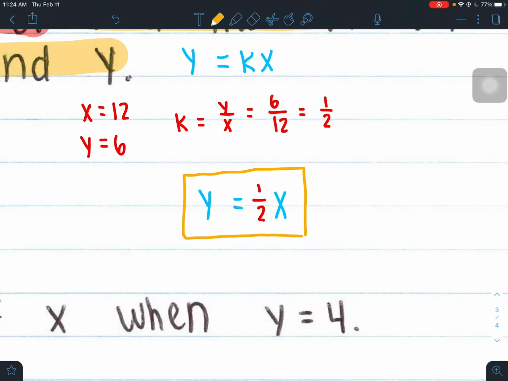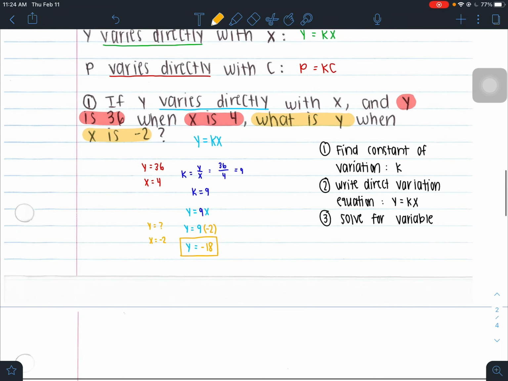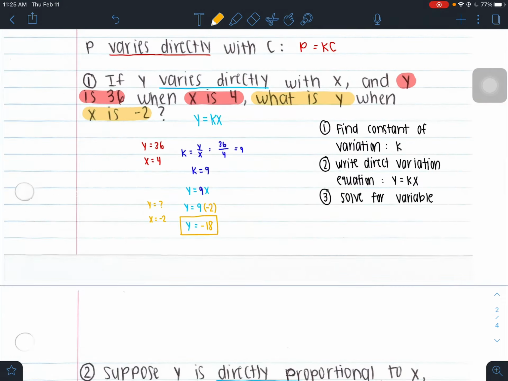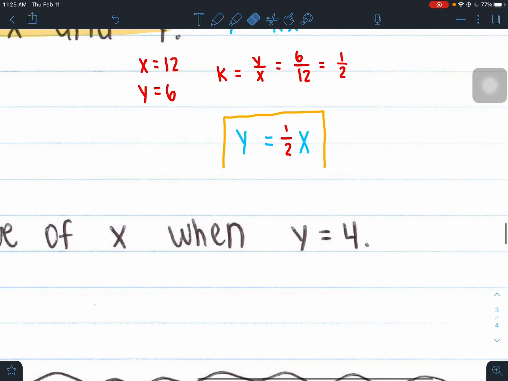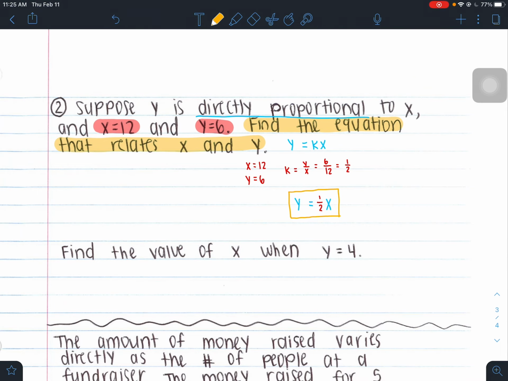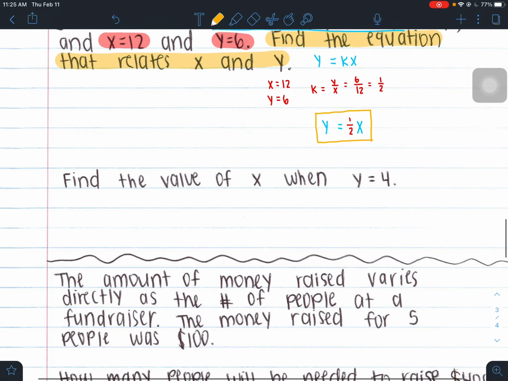Now, why did you have to do more work in the last problem? Well, in the last problem, they didn't ask for an equation. They asked you to solve for something completely separate. So you still needed the equation to find the next number, but you didn't necessarily need to only write an equation. So this one, they just want you to write an equation. Could you use it to find something else? Yes, you could.